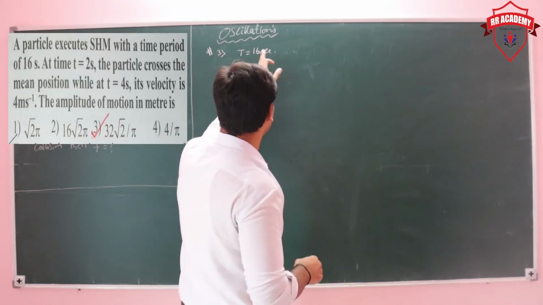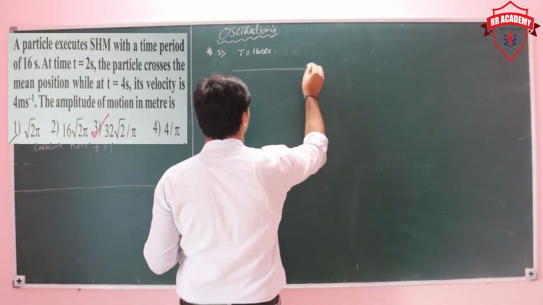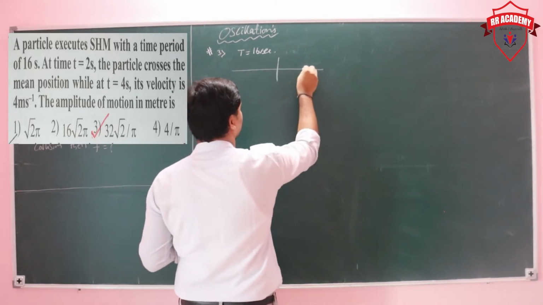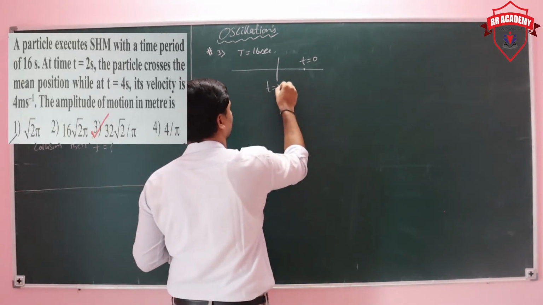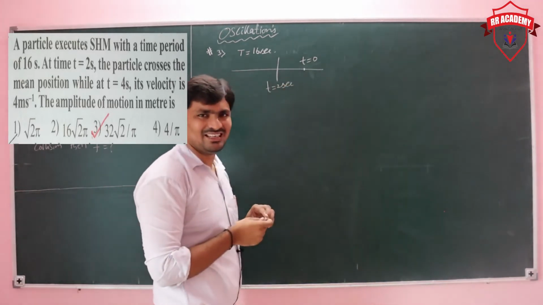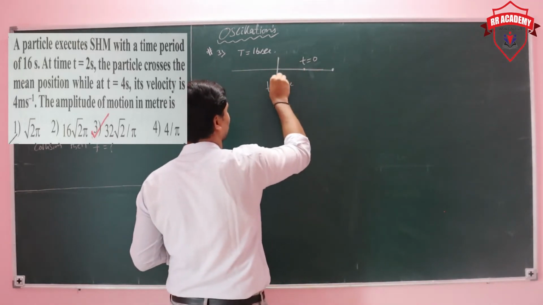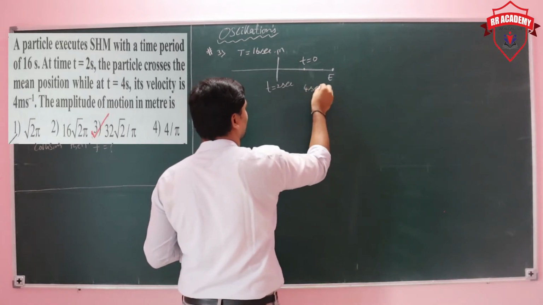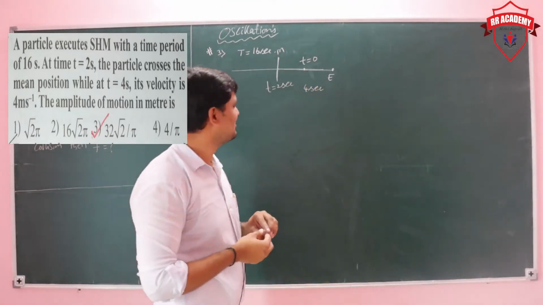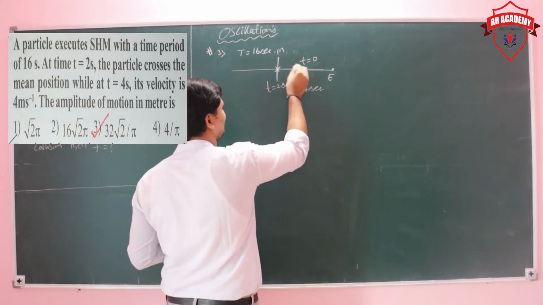Okay, let's see. T is equal to 16, the time period of oscillation. The particle starts from somewhere else, and after 2 seconds it is at mean position. How much time is taken to travel from extreme to mean? 4 seconds. In 2 seconds, how much displacement is traveled?